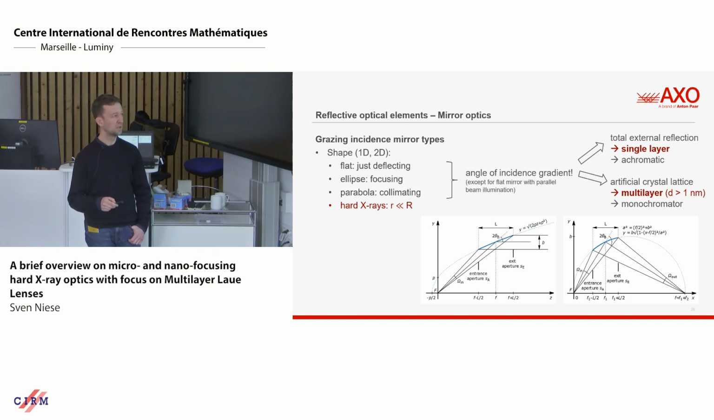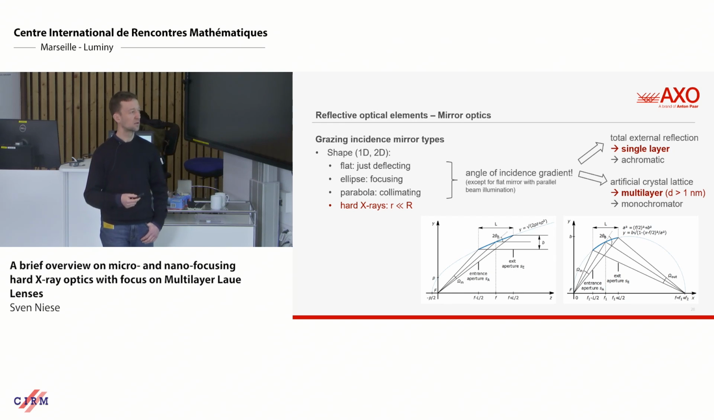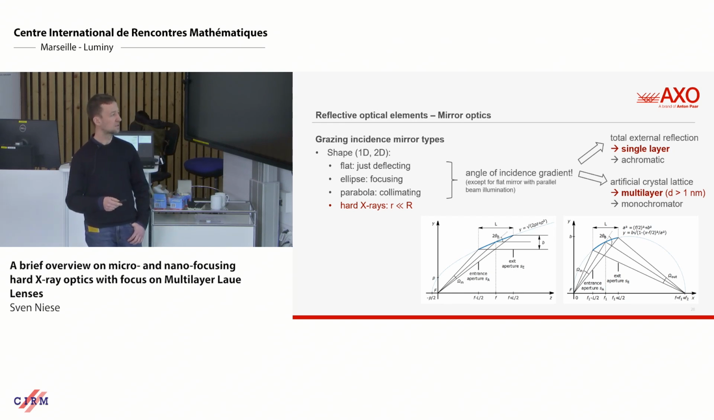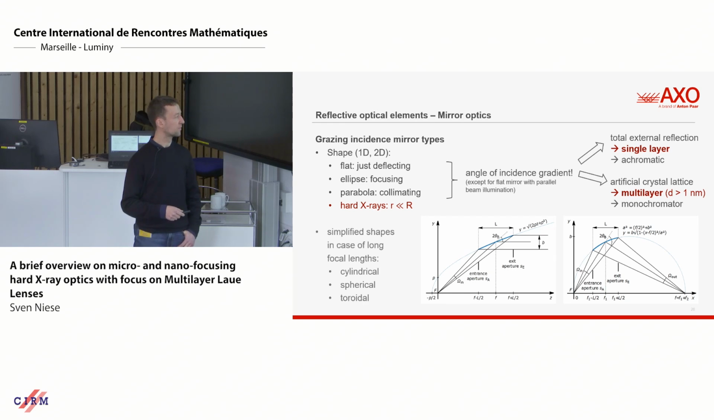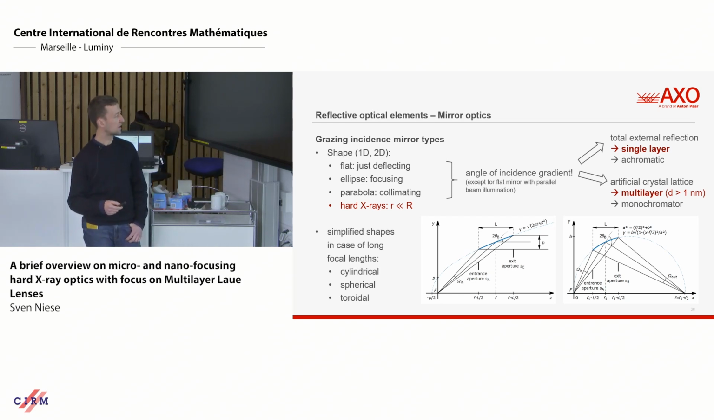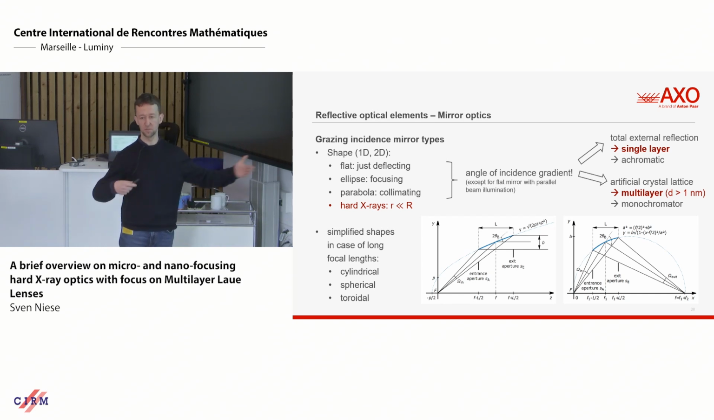I mean, here the minimum d-spacing that we can do is probably in the order of a nanometer, typically more than 2. And this means that your optics also provides some monochromatization, which is good for lab sources. You get rid of the Bremsstrahlung, even for the synchrotrons, to get rid of other orders or to narrow the beam a bit. In case of long focal lengths for the synchrotron, you can simplify the shape with a cylindrical, spherical, or toroidal surface, but that's just possible if you have certain focal lengths.